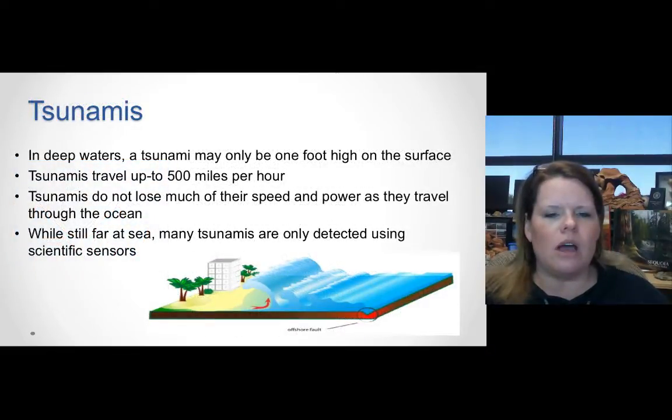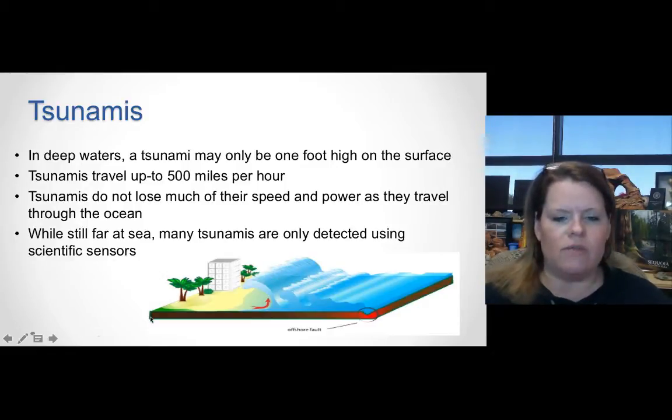In deep waters, a tsunami may only be 1 foot high on the surface, but as you get closer to the continental shelf, that's going to change. And they travel at up to 500 miles per hour, sometimes even greater. Jetliner speeds is typically the term used for their speed of travel.